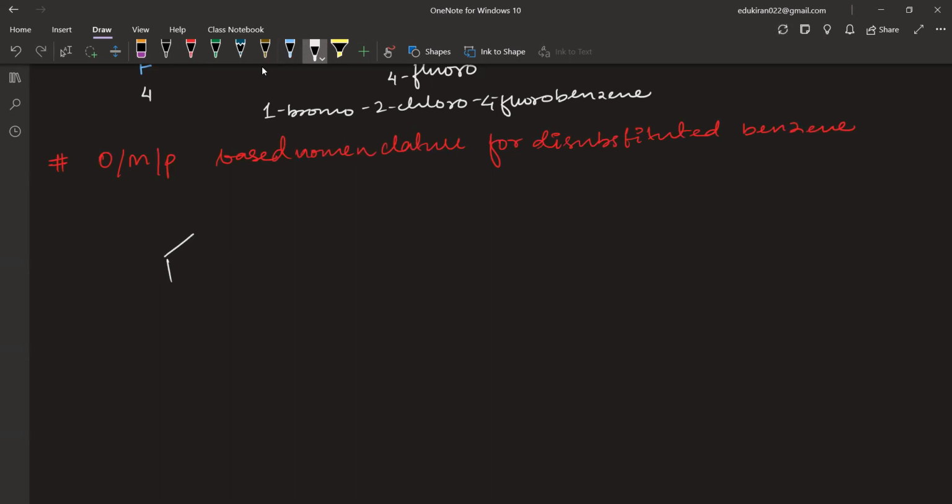If you have a benzene ring, and the benzene ring has a group here, then with respect to this group, these two positions are ortho, the green ones are ortho, the red ones are meta, and the blue one is para.